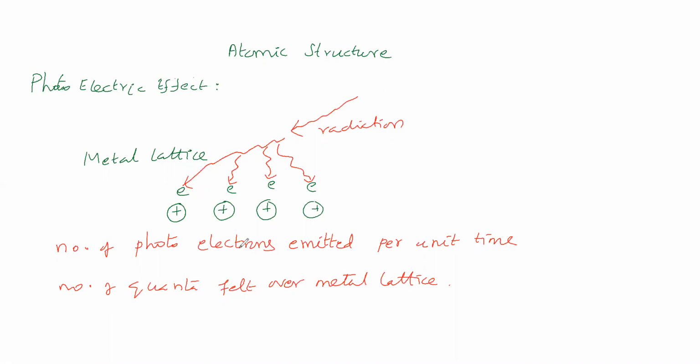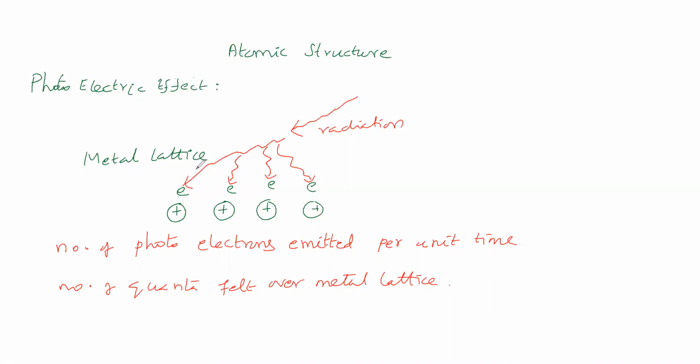Are they having any relation? If they are having any relation, shall we say directly proportional or inversely proportional? What shall we say? Okay. See, the radiation is falling over the metal lattice, over the photocathode. In the radiation, many energy particles are there. Energy particles are called quanta.